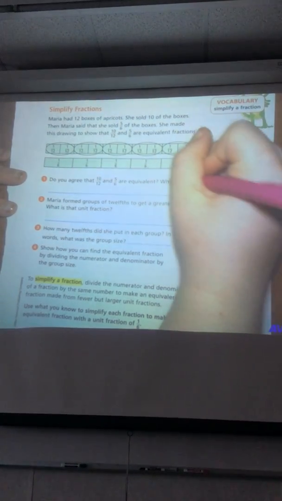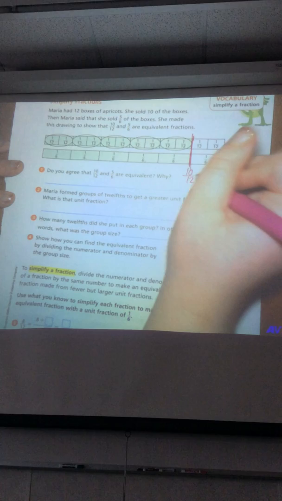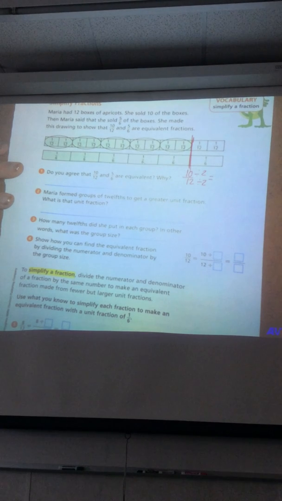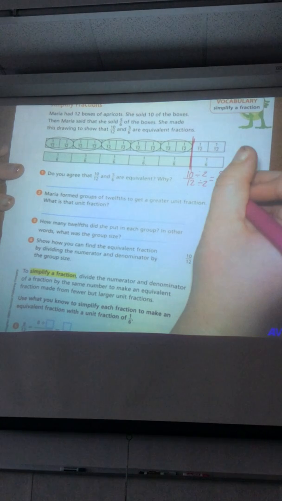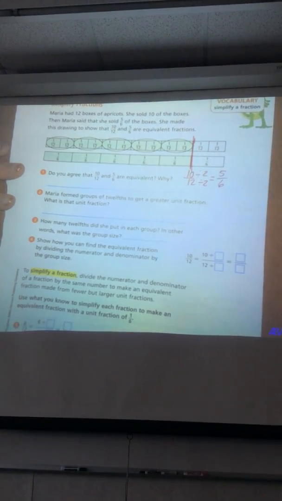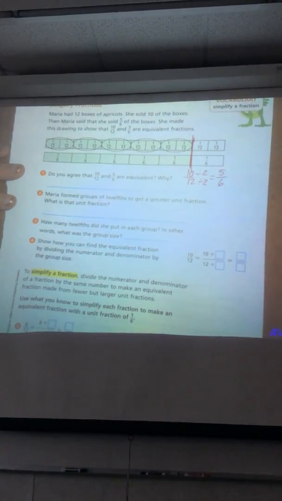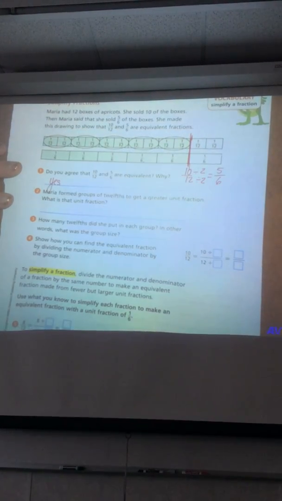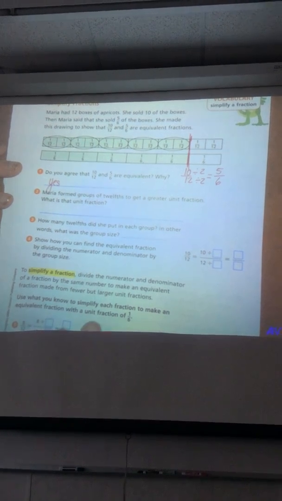So let's write that down right here. So we have 10/12, okay, and we're going to divide the top one by 2, and we're going to divide the bottom one by 2. So 10 divided by 2 equals, say it out loud with me, 5, and 12 divided by 2 equals, say it out loud with me, 6. So those equal the same, okay? So I want you to answer for me. Do you agree that 10/12 and 5/6 are equivalent? Okay, you should have said yes, and we're going to say it's because when you divide the top and the bottom by the same number, then it equals 5/6, okay? I won't write that out for you, but just remember that for me, okay?